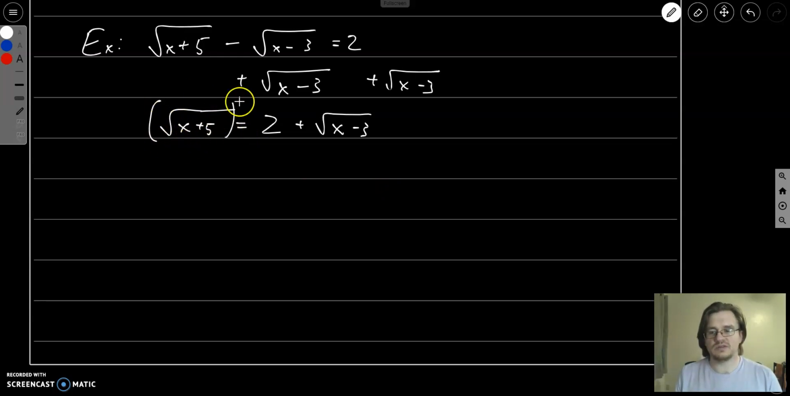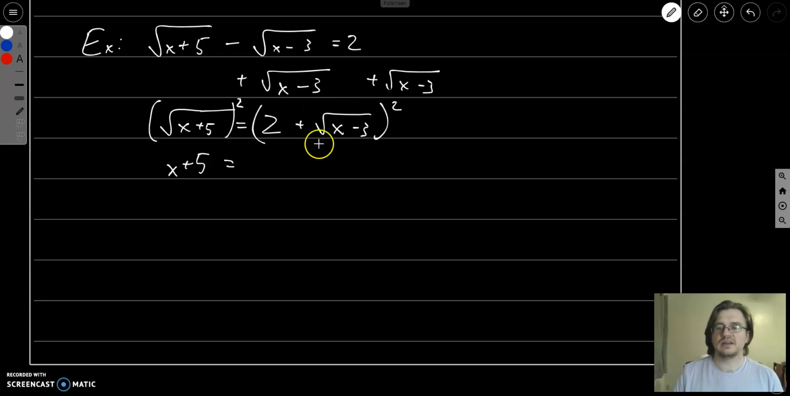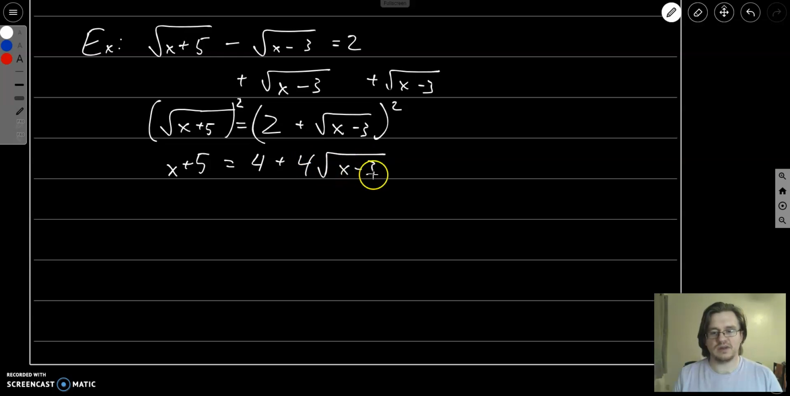So what I will do is I will square both sides of my equation. And when I square the square root, I will have an x plus 5 left over. On the right-hand side, I have a binomial that I am squaring. So we have a formula. So it'll be a squared, which will be 4, plus 2 times a times b. So this will be 4 times the square root of x minus 3, plus b squared. And the square root of x minus 3 squared is just going to be x minus 3.